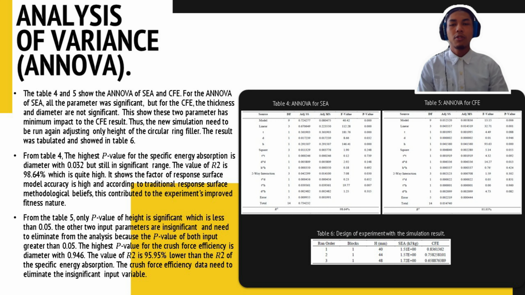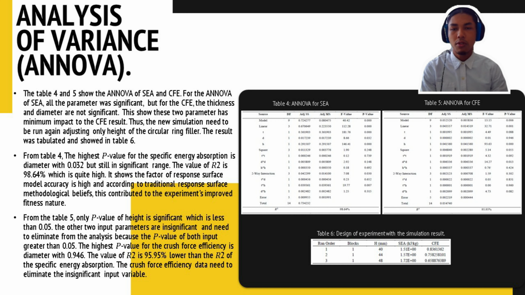Tables 4 and 5 show the ANOVA of SEA and CFE. For the ANOVA of SEA, all parameters were significant, but for CFE, the thickness and the diameter are not significant. This shows the two parameters have minimal impact on the CFE result. Thus, the new simulation needs to be run again, adjusting only the height of the circular ring filler. This result was tabulated and shown in table 6.